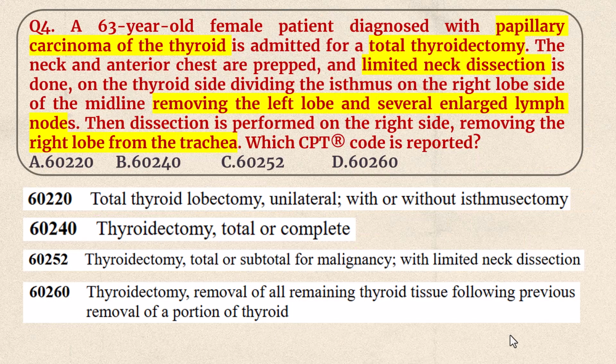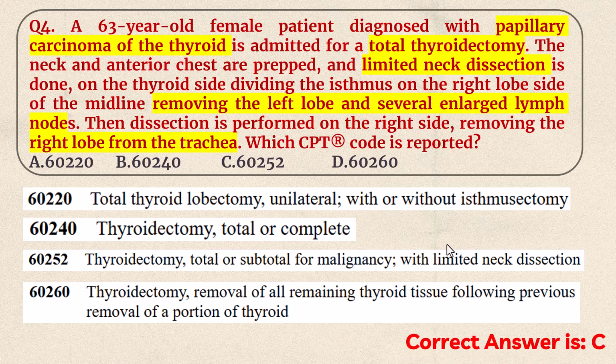If you see the code 60220, that is total thyroid lobectomy, unilateral, with or without isthmusectomy. 60240 is thyroidectomy, total or complete. 60252 is thyroidectomy, total or subtotal for malignancy with limited neck dissection. So this code is exactly matching the scenario. Here the malignant patient underwent total thyroidectomy with the limited neck dissection. So the correct answer is C.